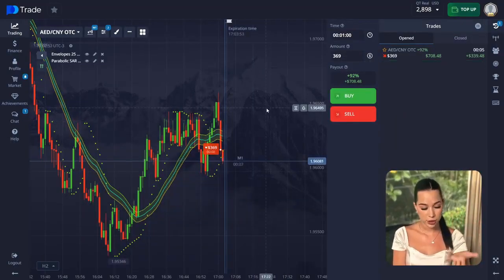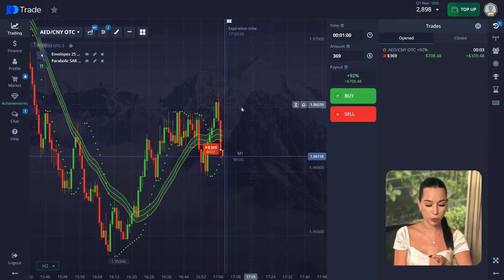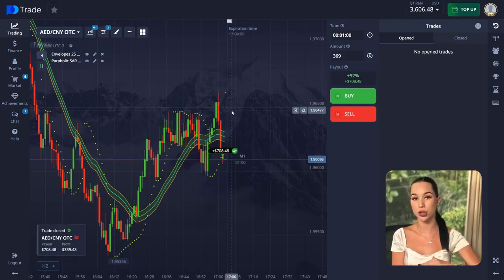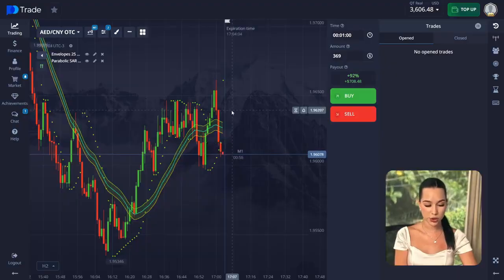Parabolic SAR is showing us the upward or downward movement. So when we see that the green points of Parabolic SAR are below the chart and moving from bottom to top, it's giving us a buy signal. So guys, we close this trade in the plus.